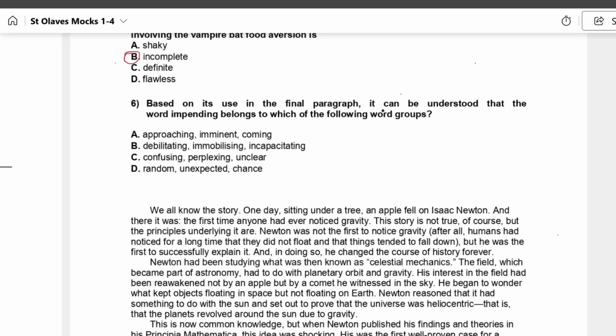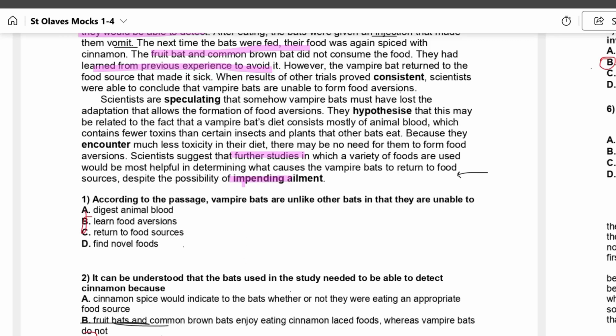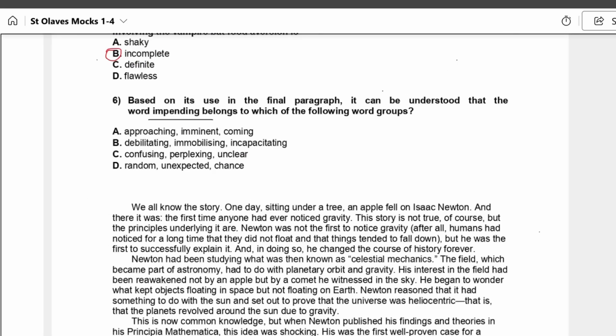Question 6: based on its use in the final paragraph, the word impending belongs to which of the following word groups? We can see impending here: despite the possibility of impending ailment. Ailment means a sickness, if you didn't know that. So they're returning despite the possibility of impending ailment. That sounds like something that's coming. Therefore, the word group that makes most sense is approaching, coming, imminent, because they're waiting for it. They're trying to find food sources despite whether a sickness will come to them or not. So it would be A.